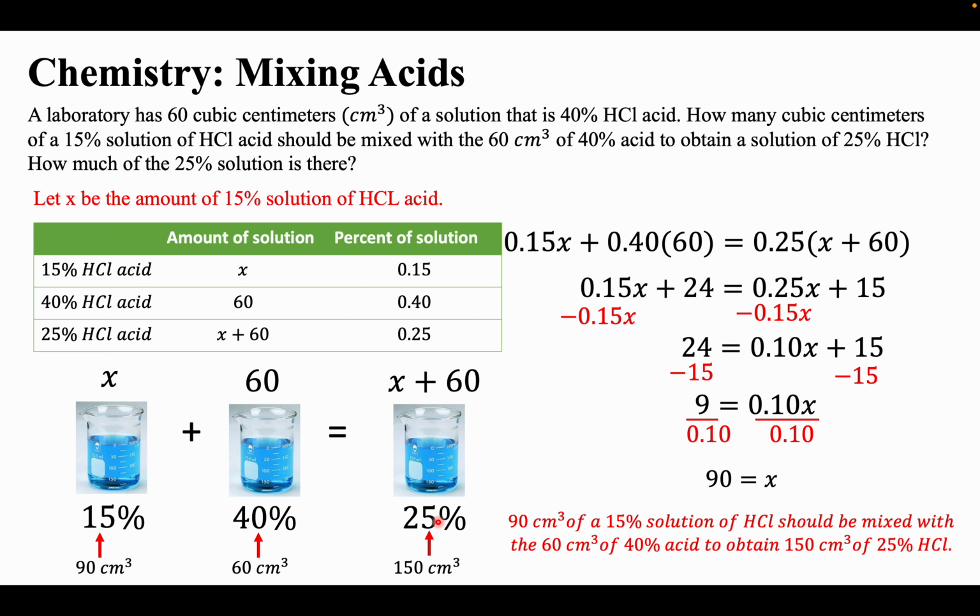So from here, what we know is that 90 cubic centimeters of 15% solution of HCl should be mixed with the 60 cubic centimeters of that 40% acid to obtain a final solution of 150 cubic centimeters of that 25% solution.